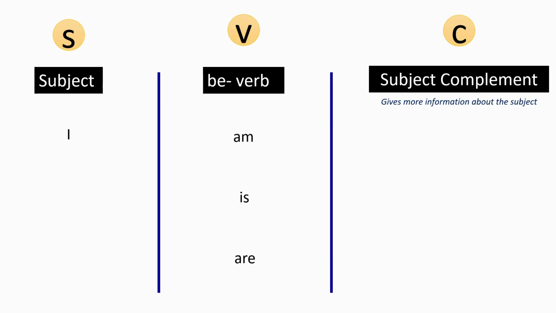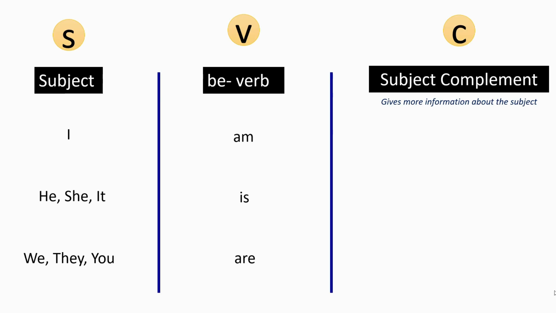We use am with the pronoun I. We use is with the third person singular pronouns he, she, and it. And we use are with plural pronouns we, they, and you. Here, you can be both singular and plural.